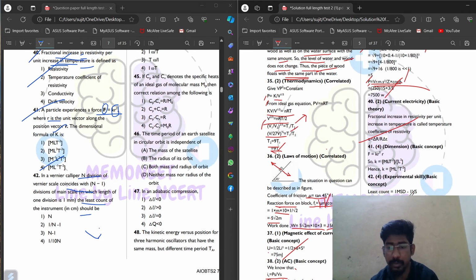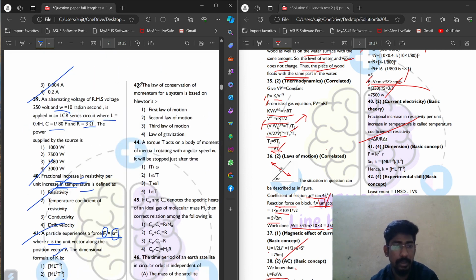The least count is given by the formula 1 MSD minus 1 VSD, right? 1 main scale division minus 1 vernier scale division. N vernier scale divisions equal n minus 1 main scale divisions. That is, 1 vernier scale division equals n minus 1 by n main scale division. So in place of the vernier scale division, put the value n minus 1 divided by n main scale division. You will get the value 1 by 10 in centimeter, right?